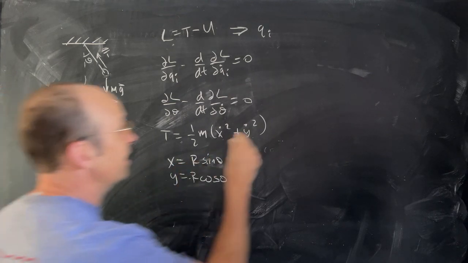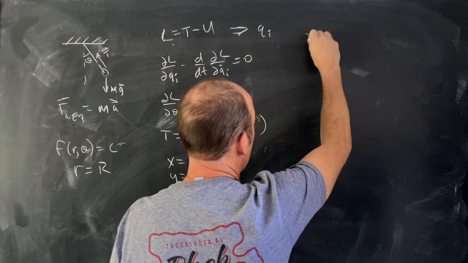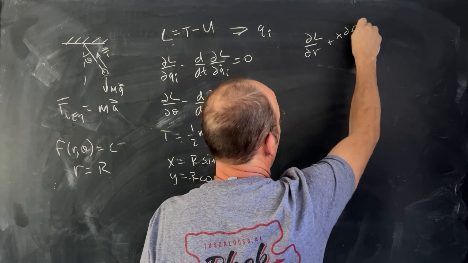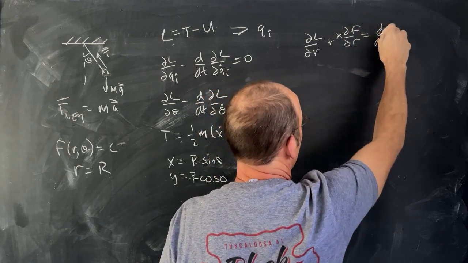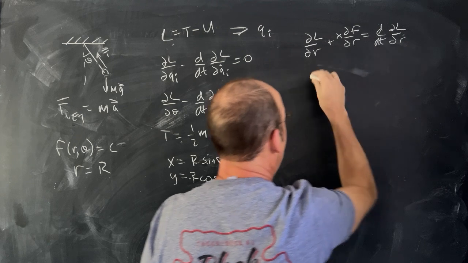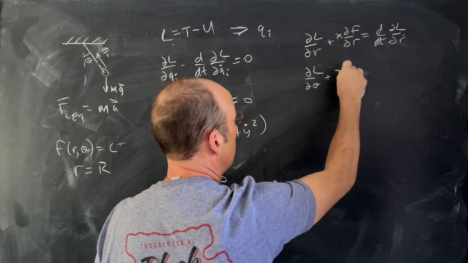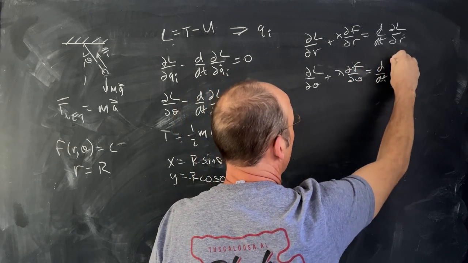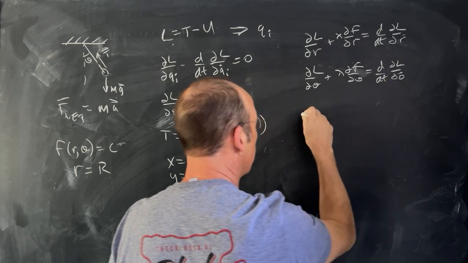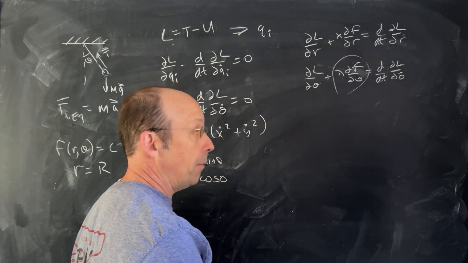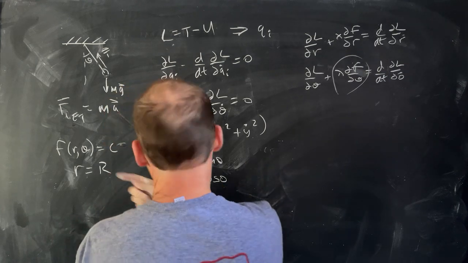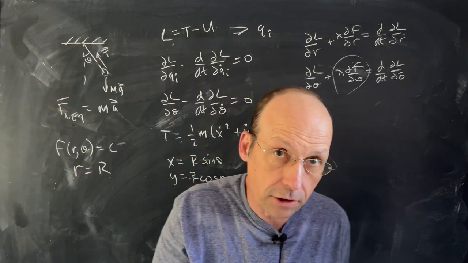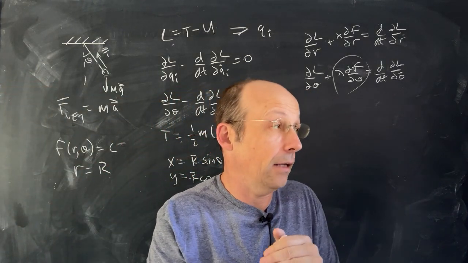And then I can use that to say the modified Euler-Lagrange equation: the partial of L with respect to r plus lambda partial of f with respect to r is the time derivative of the partial of L with respect to r dot. And the partial of L with respect to theta plus lambda partial of f with respect to theta equals the time derivative of the partial of L with respect to theta dot. And so here, the force of constraint in the theta direction is lambda partial of f with respect to theta, which is 0 because there's no theta there. And this is the constraint in the r direction. So you can find those forces of constraint with that, and that's that.